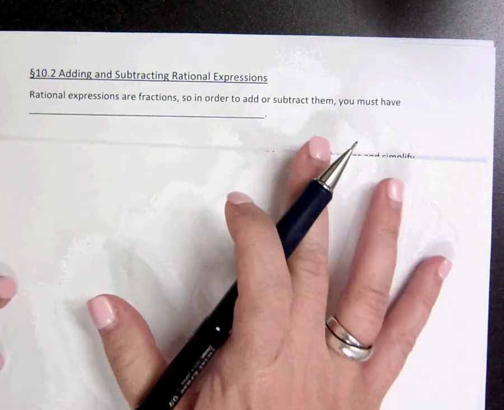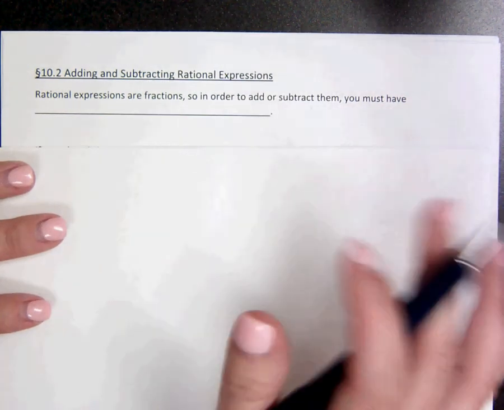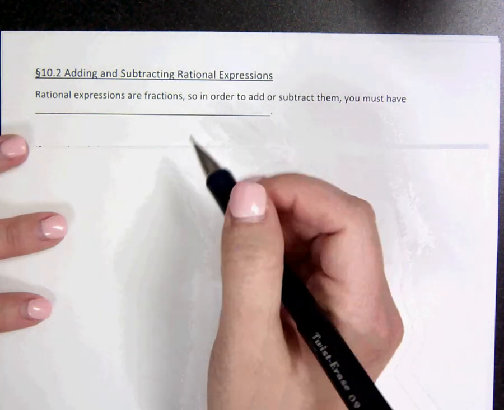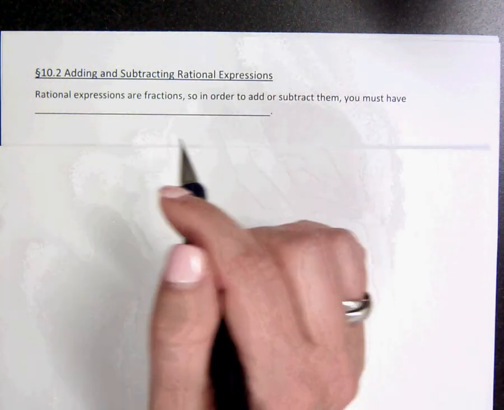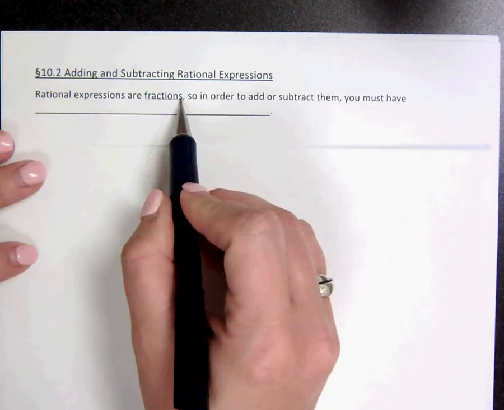This is section 10.2 on adding and subtracting rational expressions. This is actually more challenging than multiplying and dividing because you have to work a little harder to add or subtract, which sounds counterintuitive, but you'll see what I mean. So rational expressions are fractions, so we always have to keep that in mind.